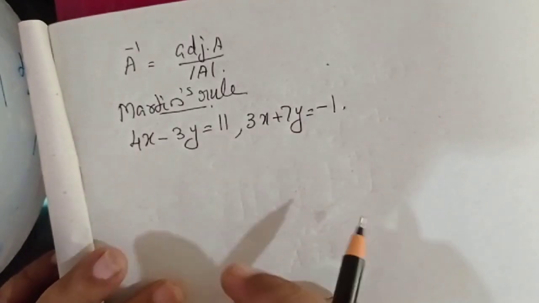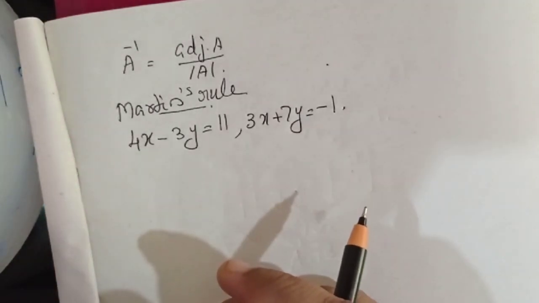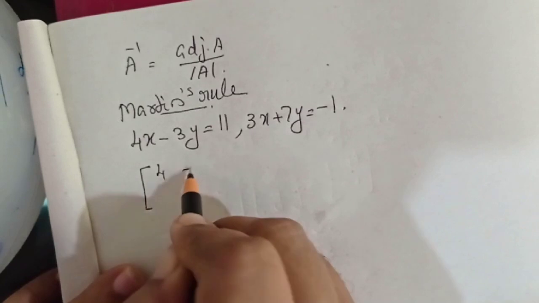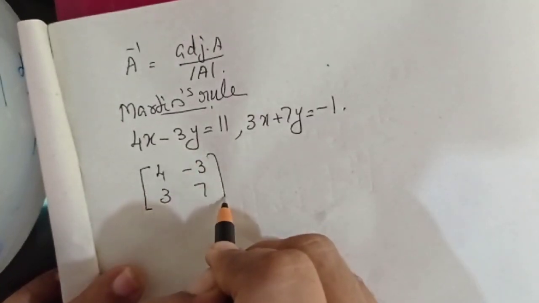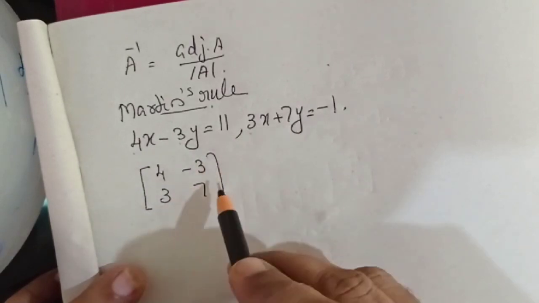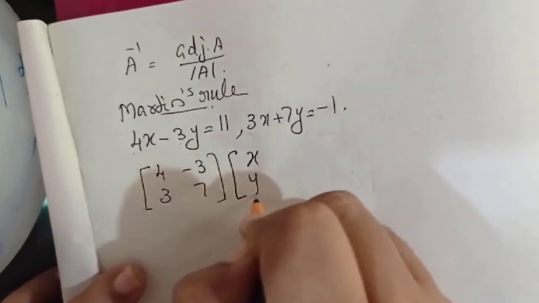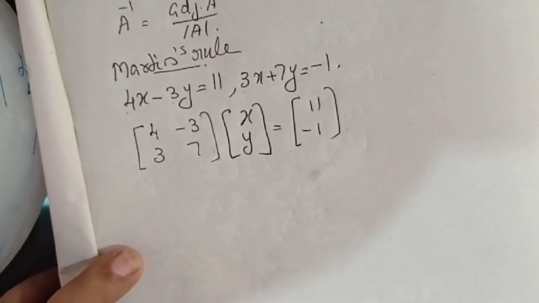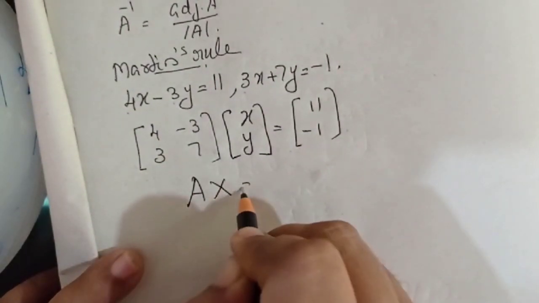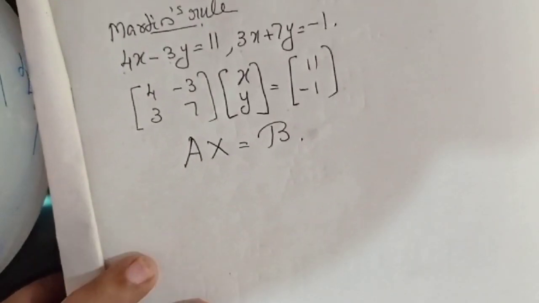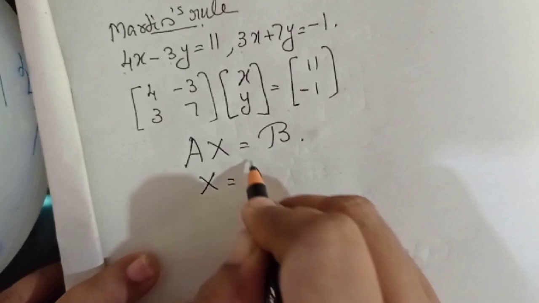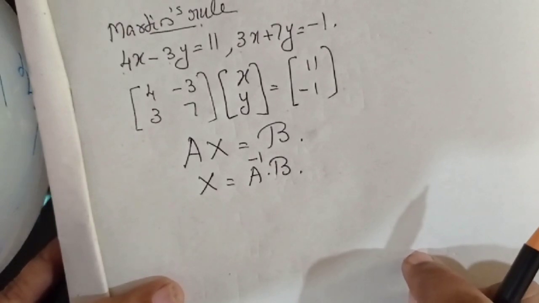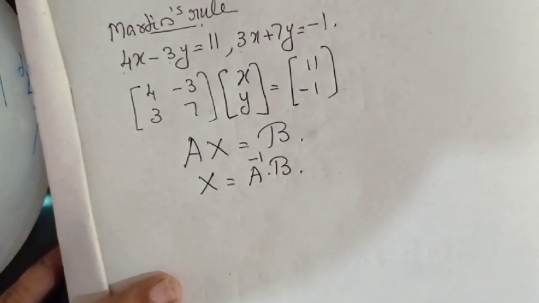All of you look here how to write this equation in the matrix form. First you take the coefficients of x and y. What's the coefficient in the first one? 4, minus 3; 3, 7. Into the variables x and y, therefore xy equal to 11, minus 1. Now you can write capital AX equal to B, right? From that, X is equal to A inverse into B. To solve this equation, you have to find A inverse. Then A inverse into matrix B gives the answer.